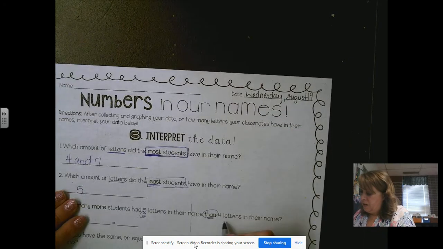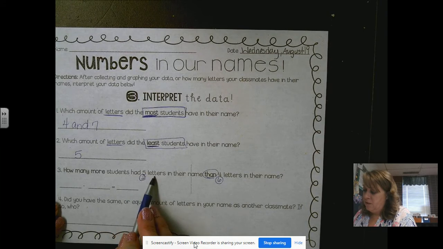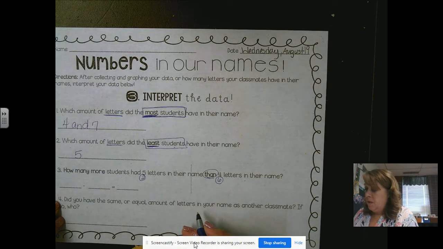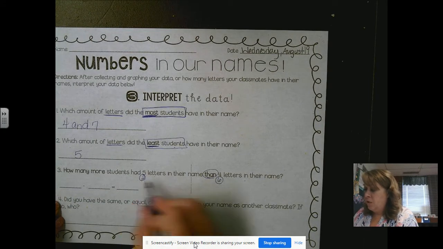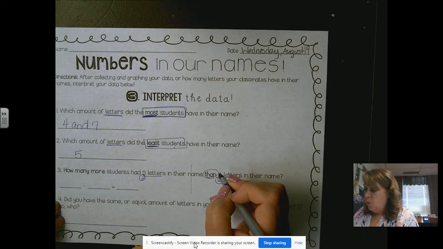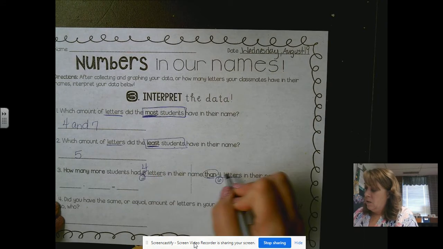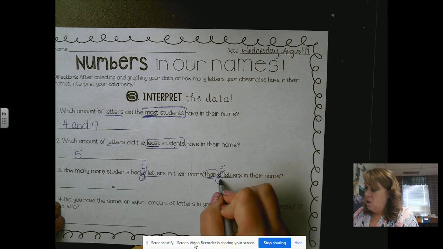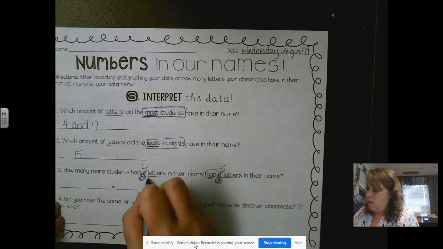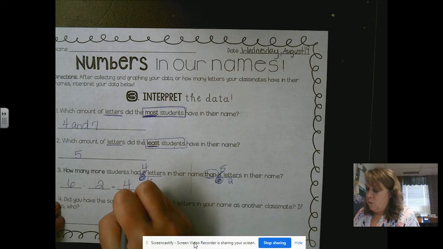And 4 had 6. So it says, how many more students had 5 letters in their name than 4 letters? Well, we're going to have to switch that, because we actually had more students that had 4 letters than had 5. So we're going to switch ours. We're going to say how many more students had 4 letters in their name than 5, because you can't have 2 and subtract 6 from it. So we're going to have to do it the other way. That means we'll have 6 minus 2, which will give us 4.